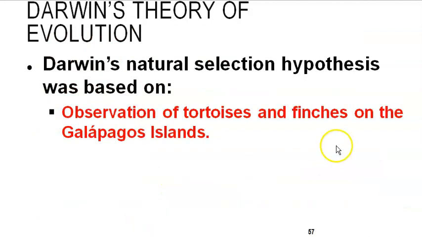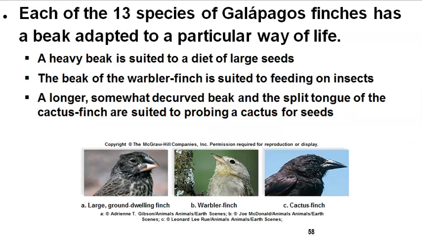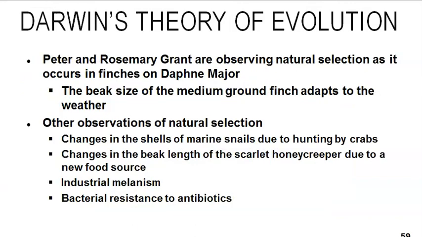So Darwin's natural selection hypothesis was based on observations that he made on the HMS Beagle. Not just the tortoises and the finches, but those are the prime examples. Those are really the cornerstones of his theory, because of how dramatic the observations were, how dramatic the differences in the shells were, how dramatic the differences in the beaks were. And so that really helped him cement his theory of evolution by natural selection.